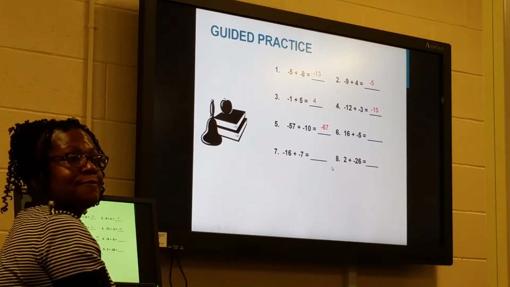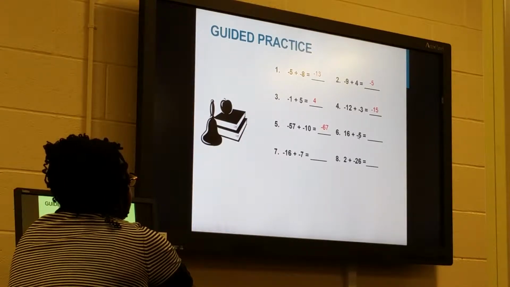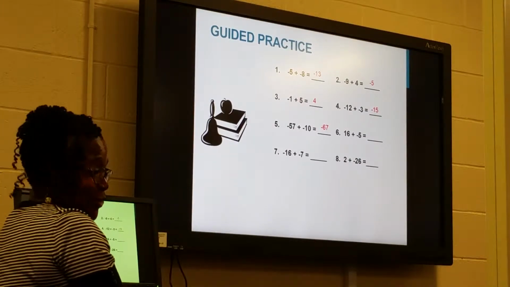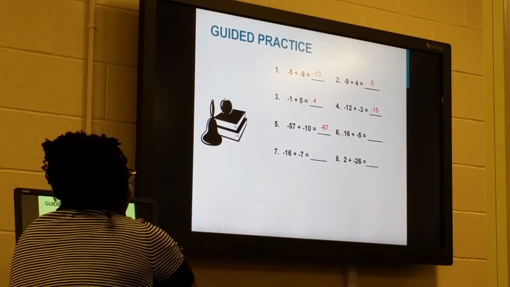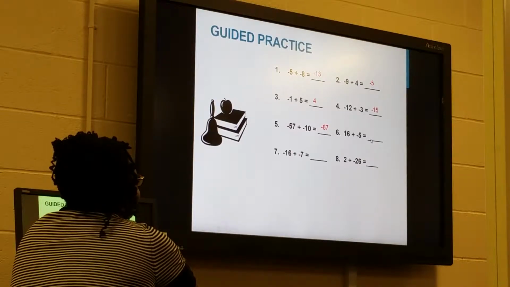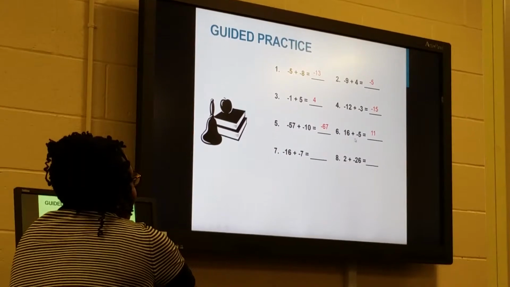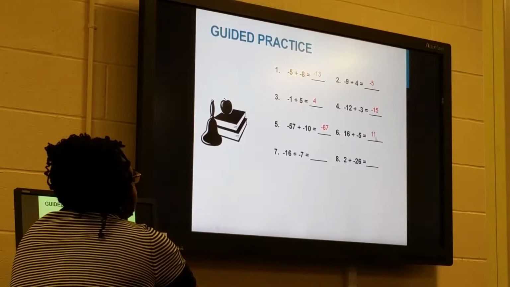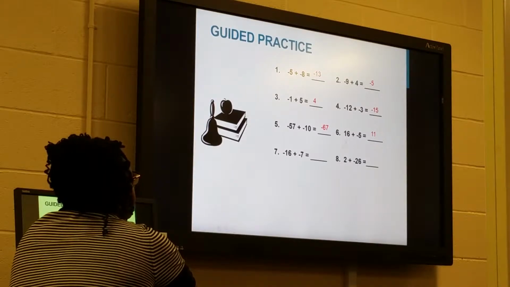Am I going too fast? Okay. 16, positive and a negative. You have to subtract. So would it be a 21? No, 11, because you had to subtract. Remember, when the signs are different, you have to subtract. And why is this a positive and not a negative? Right, the big number, 16, is positive.